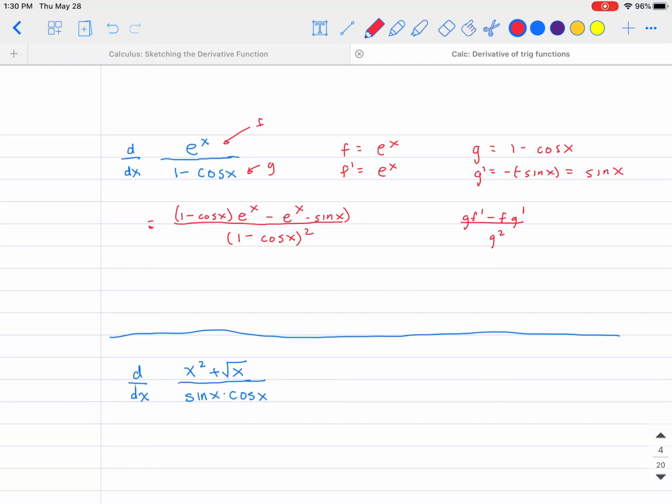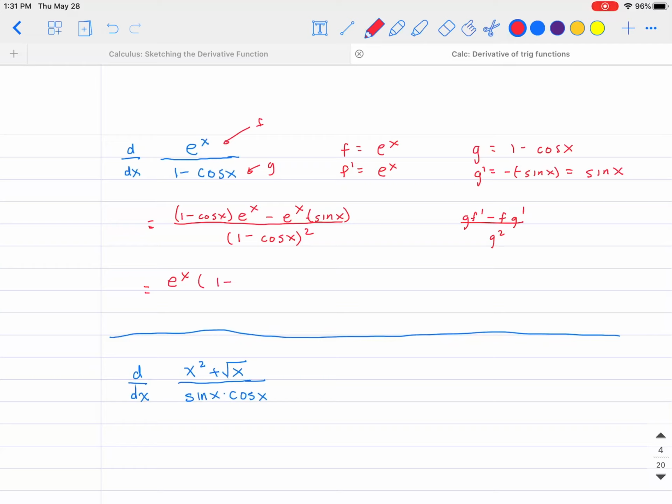For something like this, I think it would definitely be nice to simplify as much as possible. The only thing I can see that you can do for simplifying is factor out the e to the x. And remember, simplifying means I want to keep it in factored form if possible.